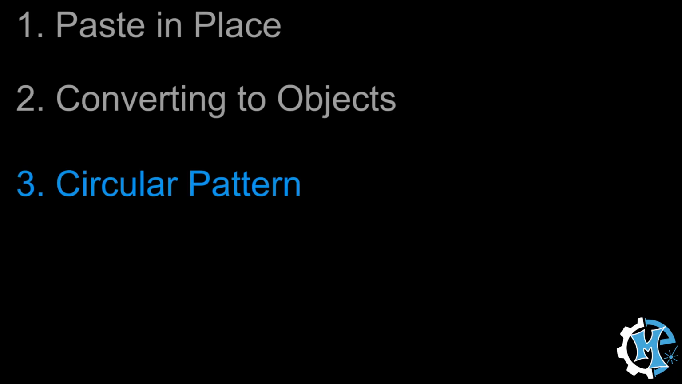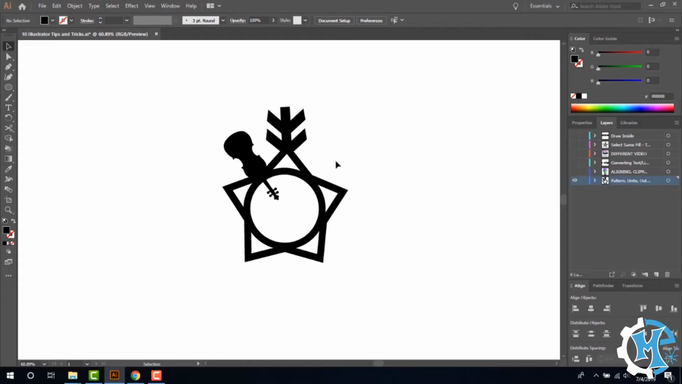independently. Number 3 is creating a circular pattern. So in this case, I want to actually make this into a Christmas ornament that has the same type of design all the way around. The easiest way to do this for me is to create one piece for each of the elements that I want to do and then rotate them around.